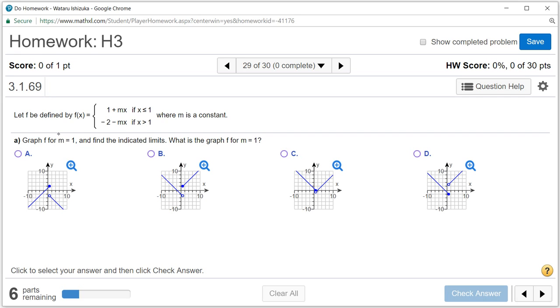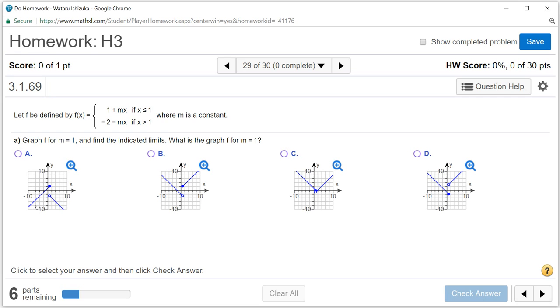For m equals 1, we put m equals 1 there and find the indicated limits. What is the graph? Let's find the graph first. When m equals 1, the first piece, which is when x is less than 1, is going to be 1 plus 1 times x. So the slope is 1 and the y-intercept is 1.